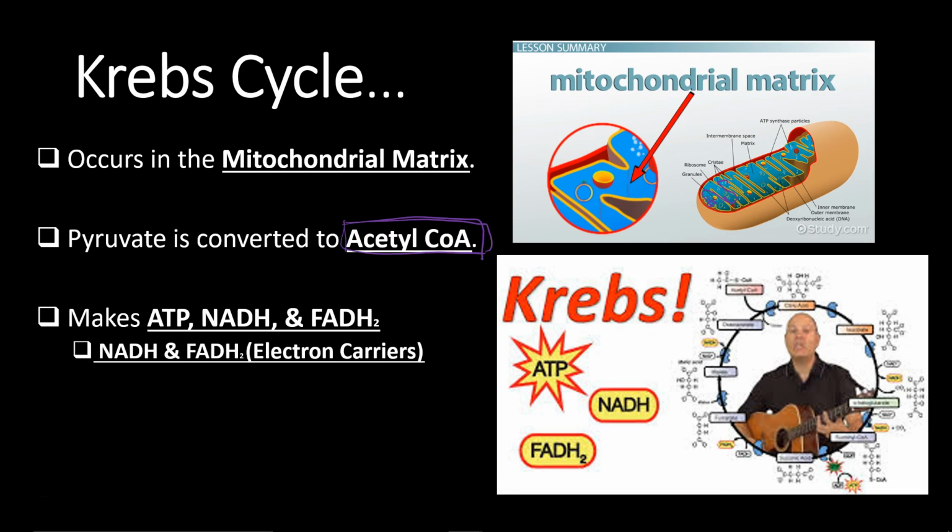Now, a couple things are going to get made in the Krebs cycle. We're going to get 2 more ATP, actually. We're going to make more NADH, which is carrying electrons. And we're going to get another molecule called FADH2. That's basically another molecule carrying electrons, carrying energy. Okay.